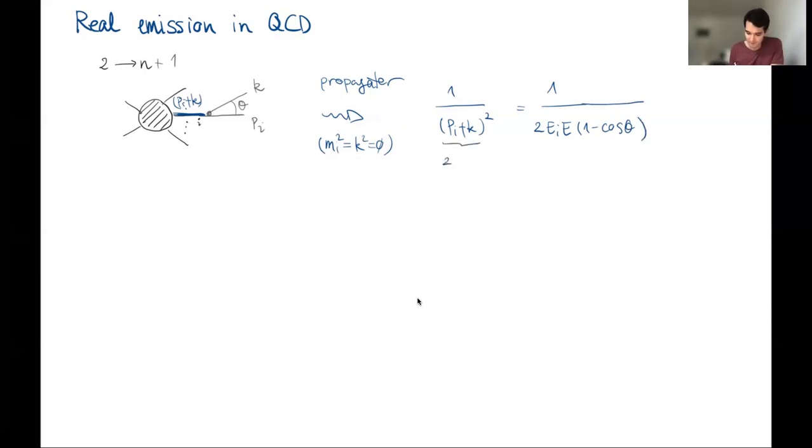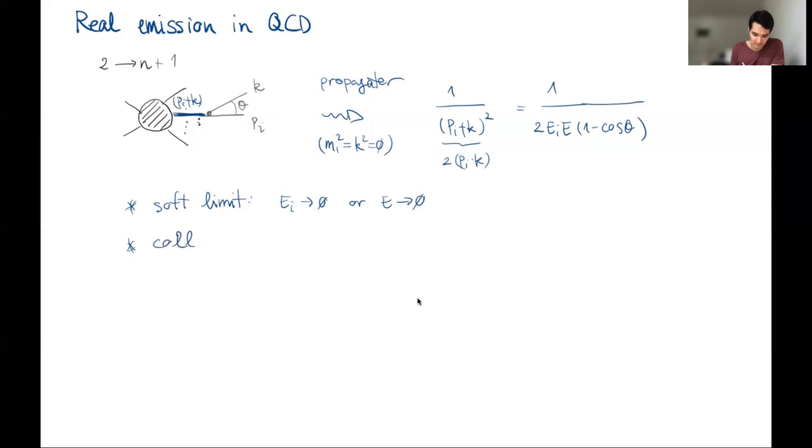Because this is just 2 Ti dot K. And what we observe is that this amplitude can be strongly enhanced in certain limits. So one limit is the soft limit, where either the energy of Ei goes to 0, or the energy of this new emission goes to 0. We see that then this denominator vanishes, and essentially this amplitude blows up. And there's another limit in which this propagator can blow up.